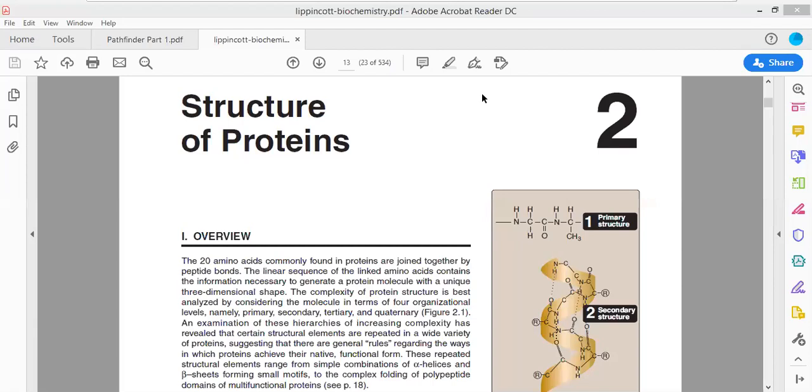Today's topic of discussion is the structure of proteins. What is protein? What are the different components of the protein? How is the structure of the protein oriented?